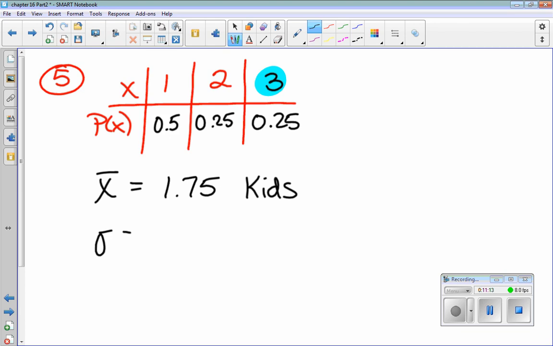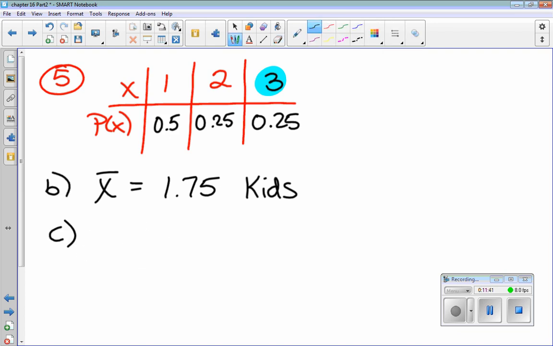Okay, standard deviation. Can we do it by hand? We should be able to at this point. So it's just 1 minus 1.75 quantity squared times 0.5 plus, and continue on from there. Then you would take the square root, right? And the answer according to the book, oh, it didn't ask for it. Oh, never mind. Okay, sorry.